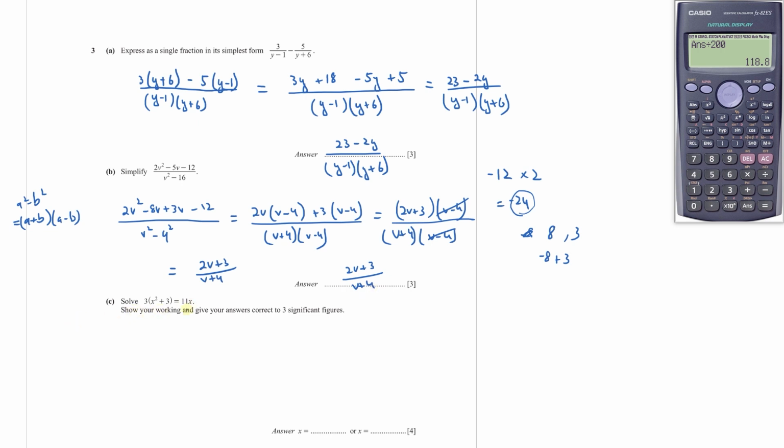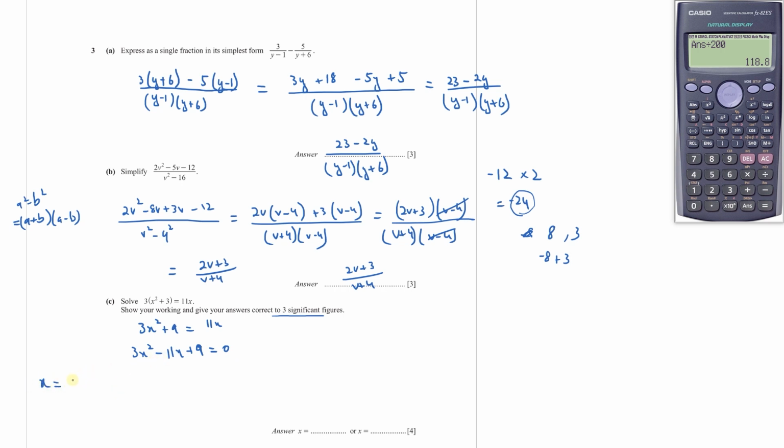Part C is solve this equation, show your working, and give your answers correct to three significant figures. So let's open this bracket. So I'll get 3x squared plus 9 equals 11x. And I can bring this 11x to this side: 3x squared minus 11x plus 9 equals 0. So now I can use the quadratic formula to find the value of x.